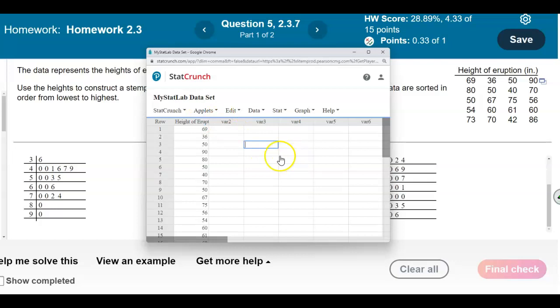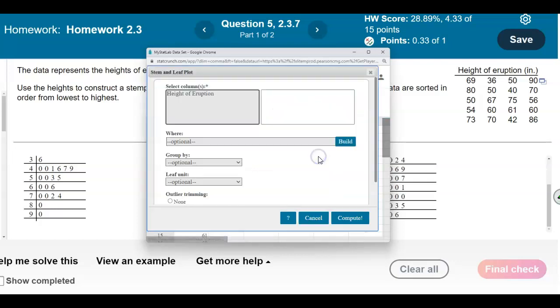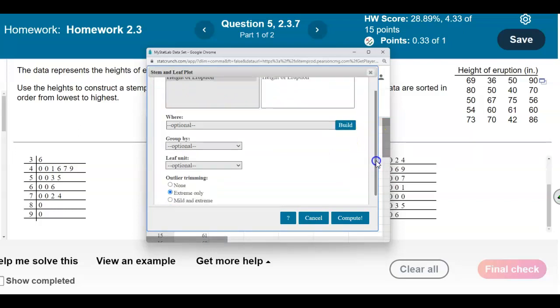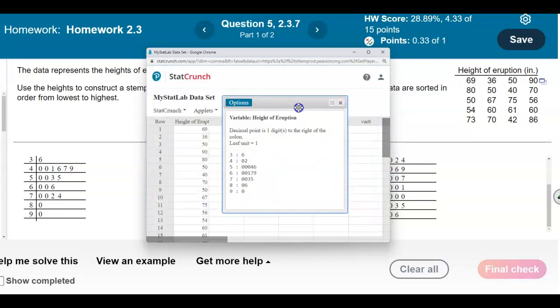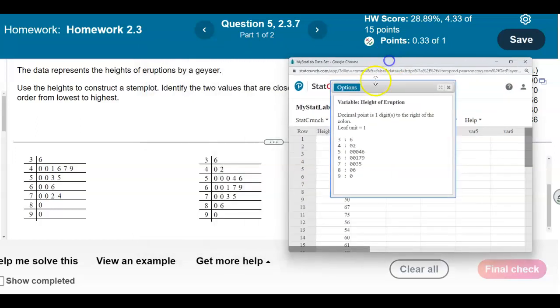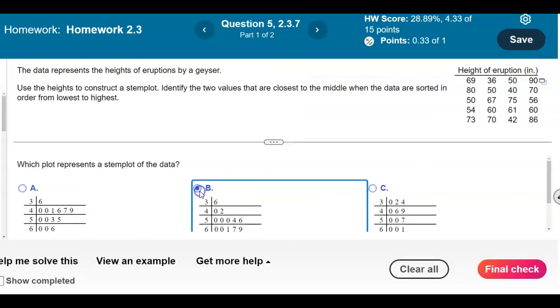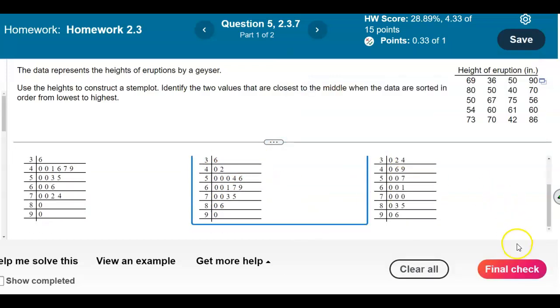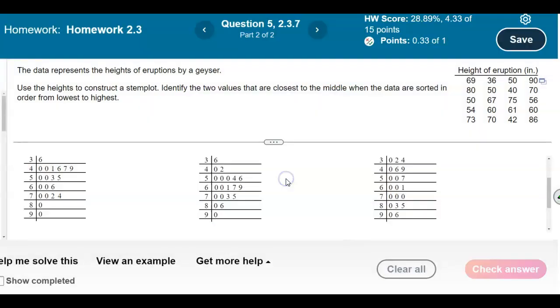Then I'm going to come over here and select Graph, and then select Stem and Leaf Plot. We're going to select height of eruption. We're not going to outline any trimming, we're just going to select Compute. If we take a look at this and compare it to the one in the middle, you're going to see that it's the same one that we have just done. So we're going to select B as our choice, and then select Check. So therefore, we got that one.